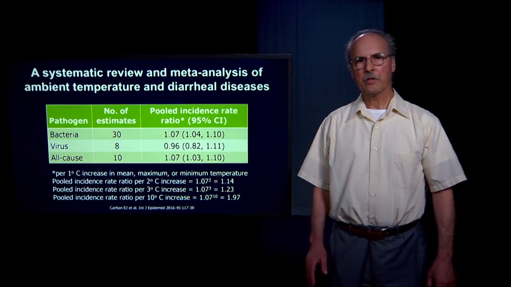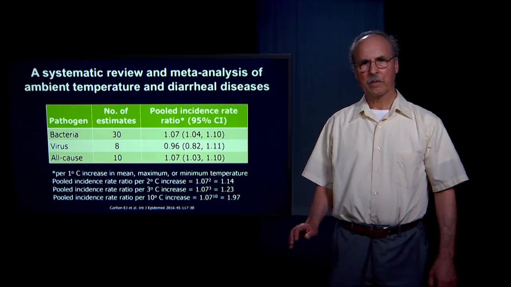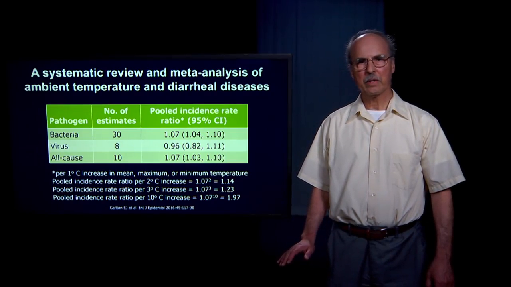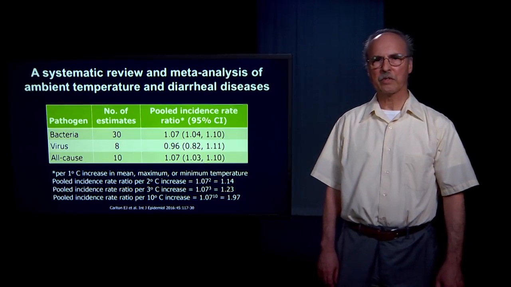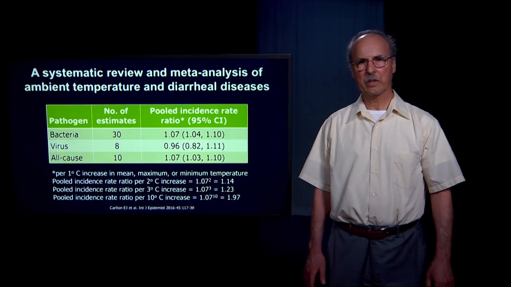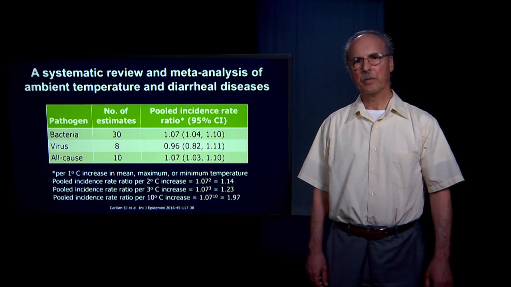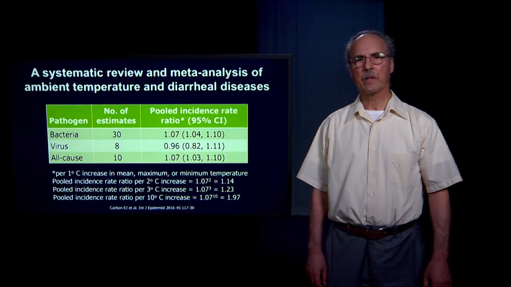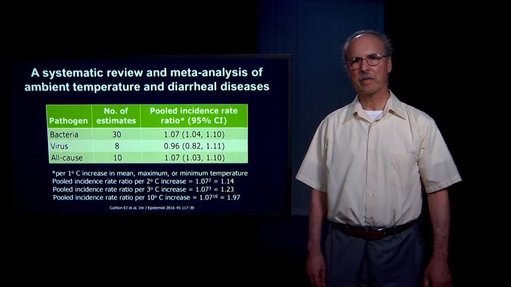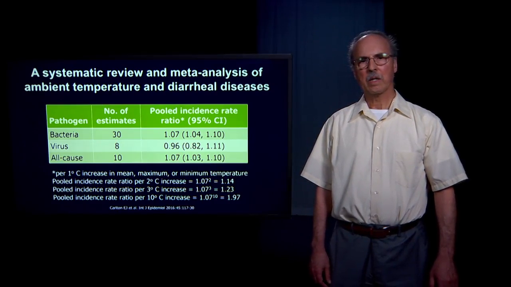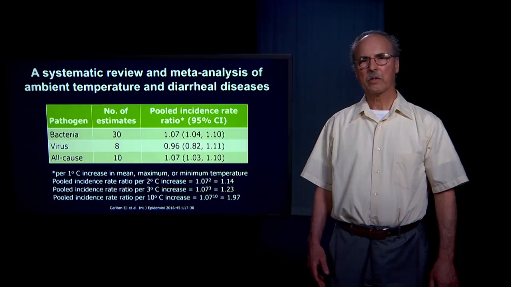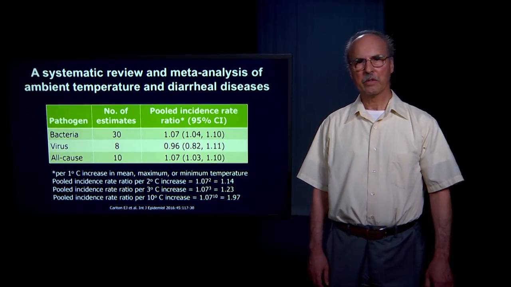So it's multiplicative. If we wanted to know what the rate ratio would be for a 2 degrees centigrade increase, it would be 1.07 squared, or 1.14. If we want to know the pooled incidence rate ratio per 3 degrees centigrade increase, it would be 1.07 cubed, or 1.23. If we wanted to look at a 10 degrees centigrade increase, it would be about 1.97, or 2, meaning that a 10 degrees centigrade increase in ambient temperature would result in about a 2-fold increase in diarrheal diseases.